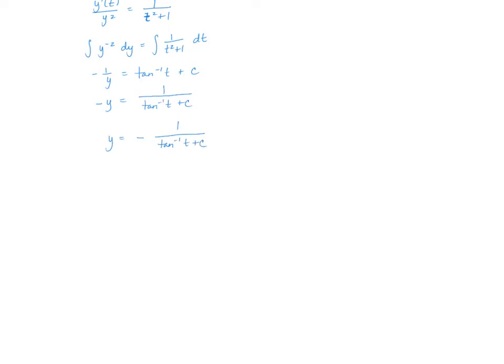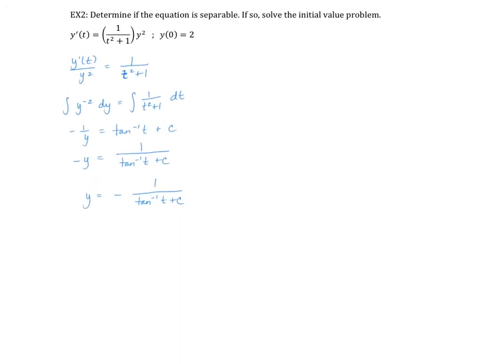To find the specific solution for our initial conditions, we have that y of 0 is equal to 2. Then I would just replace y with 2 and solve for c. 2 equal to negative 1 over tangent inverse of 0 plus c. So tangent inverse of 0 is 0. And I have 2 is equal to negative 1 over c. So solving for c, c is equal to negative 1/2.